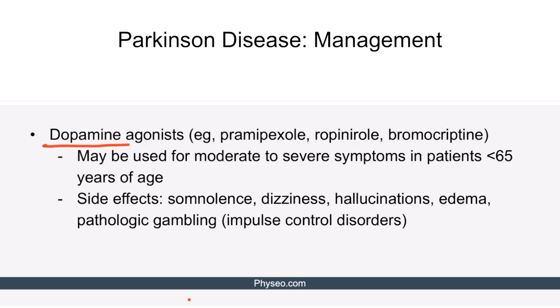Second, we have dopamine agonists, which include pramipexole, ropinirole, and bromocriptine. These drugs can be used for moderate to severe symptoms in patients that are less than 65 years of age. Side effects include somnolence, dizziness, hallucinations, edema, and impulse control disorders such as pathological gambling.